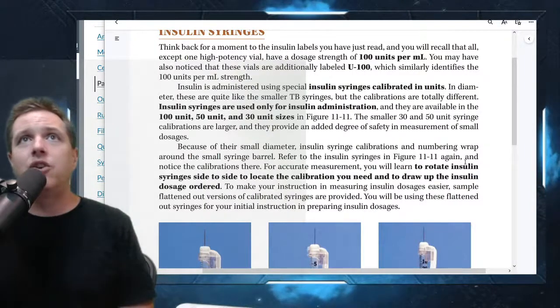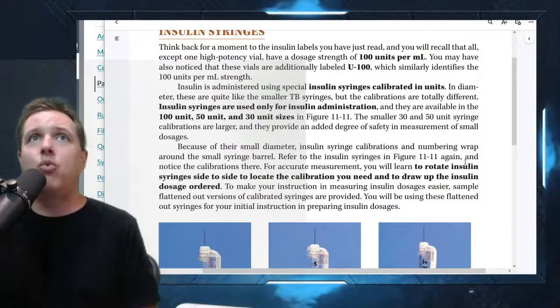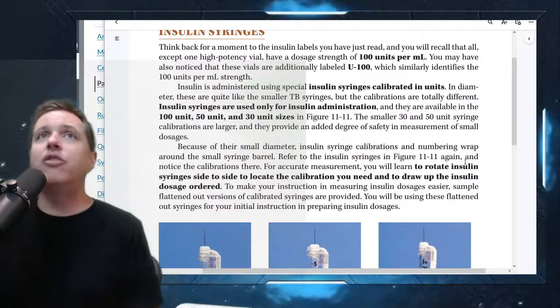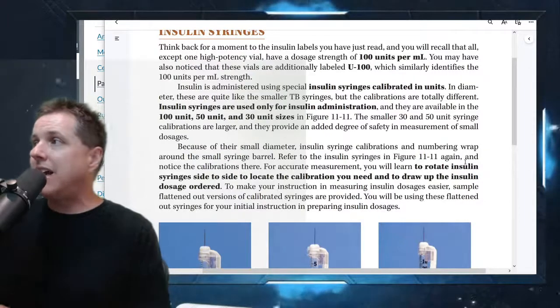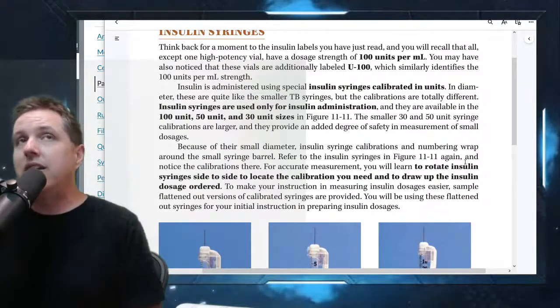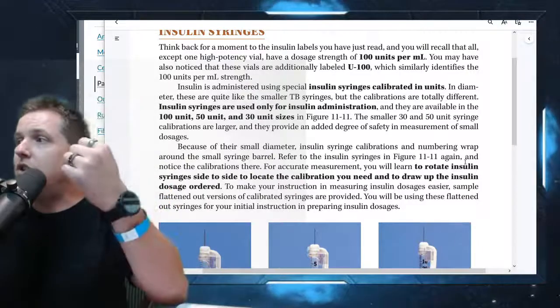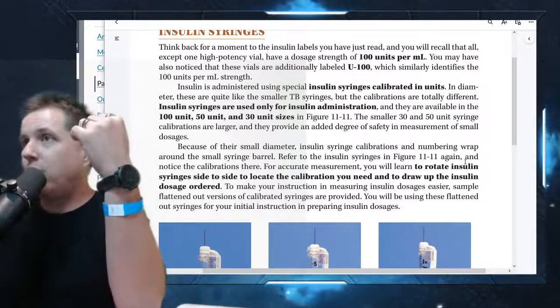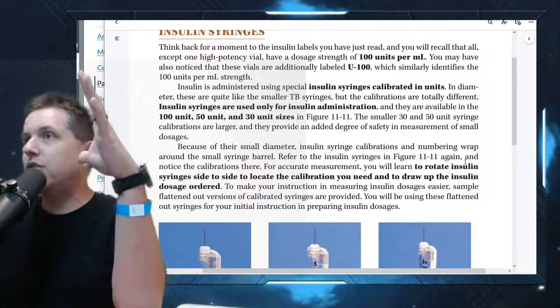Insulin syringes are used only for insulin administration, and they are available in the 100 unit, 500 unit, and 30 unit size. That's one of the things you're going to have to start deciding, like when you do the mixing, is which is the right size syringe that you need to use. Now, it's pretty straightforward. You use the smallest one that's big enough to hold the solution.